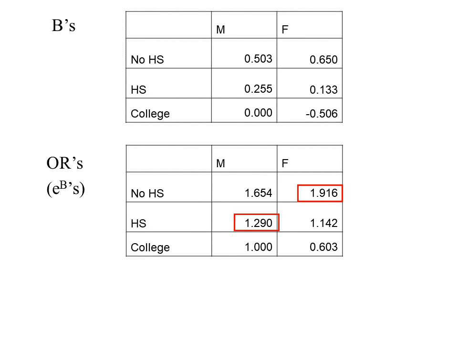Let's compare the two numbers in the top row and the bottom row. They are 1.654 and 1.000 for males. This means, for males, odds of hypertension for those who have not graduated from high school is 65% higher than that for college graduates. But the corresponding numbers for females are 1.916 and 0.603. This means, among females, odds of hypertension for those who have not graduated from high school is 3 times as high as that for college graduates.